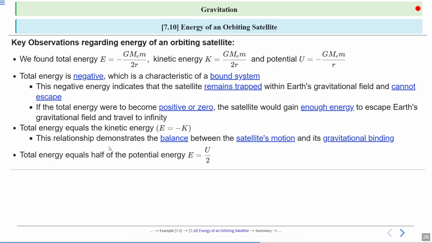So finally, note the important relation: the total energy is equal to half of the potential energy, E equal to U by 2. This relationship further emphasizes the interconnectedness of the energies involved. It's a mathematical result that shows how potential energy is distributed in a bound system.